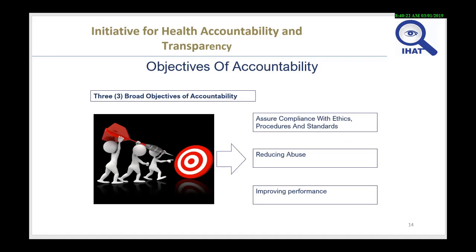Now, there are three broad objectives of accountability. The first one is to ensure compliance with ethics, procedures, and standards. Medical and health practice are predicated on ethics, on procedures, and standards, and there is often the possibility of infractions. So the first objective has to do with ensuring compliance. The second has to do with reducing abuses. The potential for abuses is common, so one of the objectives is to try as much as possible to reduce abuses. And the third objective is to improve performance of the health system.